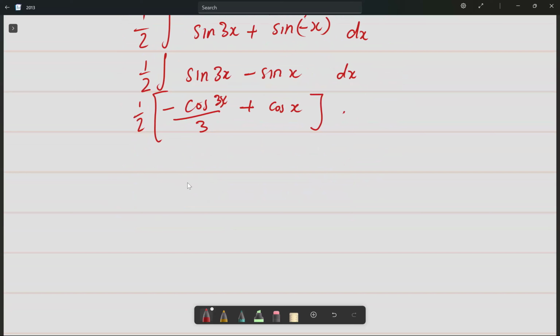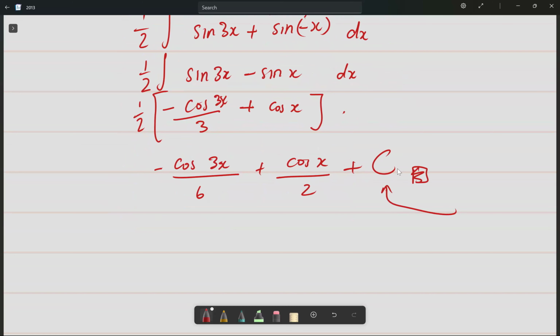This becomes cosine 3x over 6 plus cosine x over 2 plus c. Remember to add the plus c because if you don't, you lose a mark. Even if you know the answer, add a plus c, I'm told I get a mark regardless.